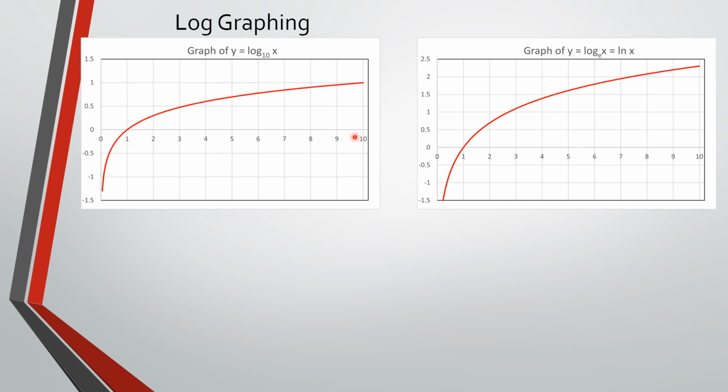So the log of 10, if we remember the log rule, this would be like, what do we need to raise 10 to, to get this output? So if we raise 10 to the power of 1, we get 10. So the log of 10 at the value of 10, the output is 1.